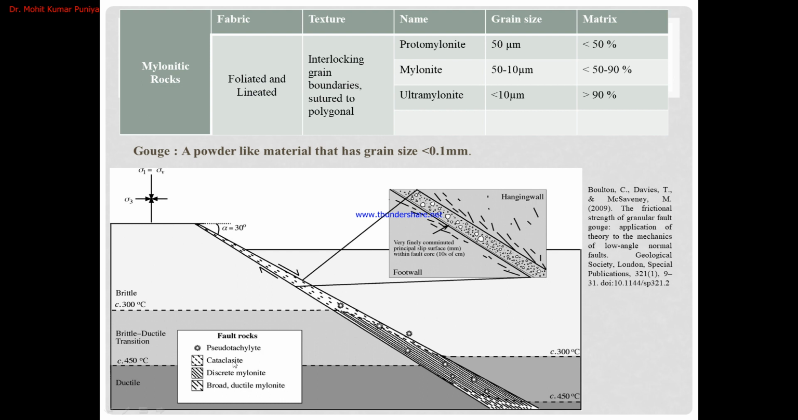Below 300, the percentage of the cataclasite is decreasing suddenly, as we can see from this sign to this sign, and the discrete mylonite starts forming here, and the pseudotachylite also starts forming here. Then below 450 degrees centigrade, ductile structures form, and the discrete mylonite diminishes and the ultramylonite zone starts here. And pseudotachylite is confined up to 450 degrees centigrade. Okay, so this is the schematic.